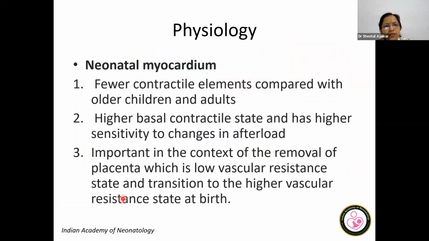In physiology, we have to have a look at the physiology and the pathophysiology. The neonatal myocardium has few contractile elements compared to older children and adults. It has a basal contractile state which is higher and has higher sensitivity to changes in afterload, important in the context of removal of the placenta, which is the low vascular state. In transition, the baby is in a low vascular resistance state, and when the cord is clamped, the baby goes to a high vascular resistance state. So obviously the myocardium becomes a disadvantage.